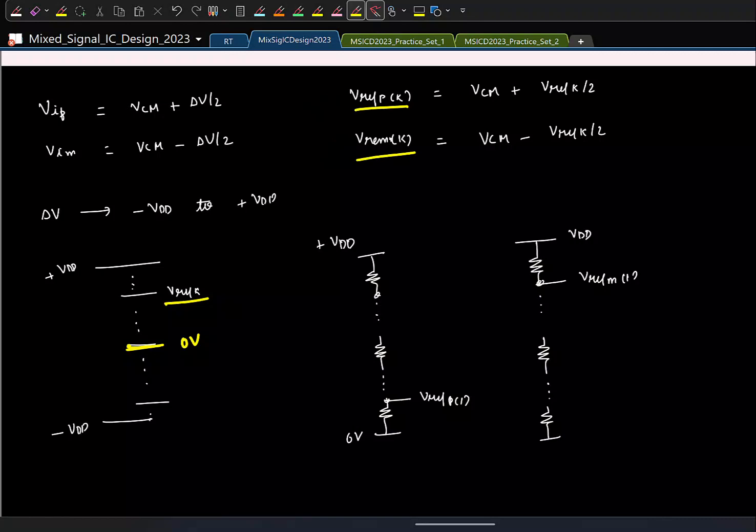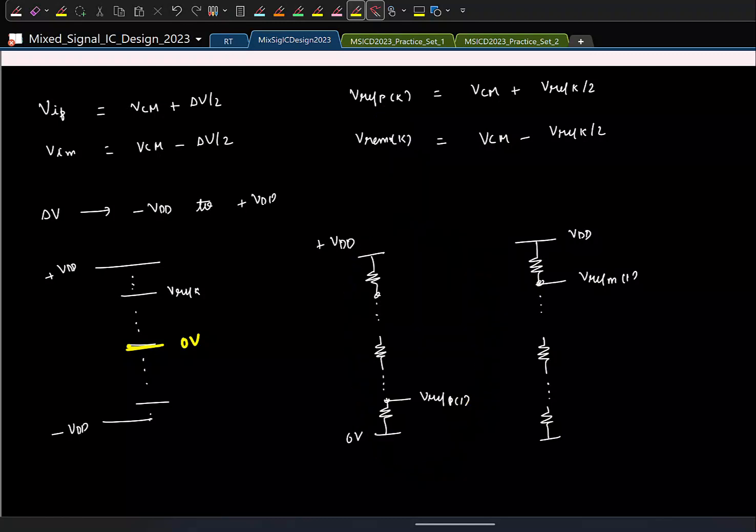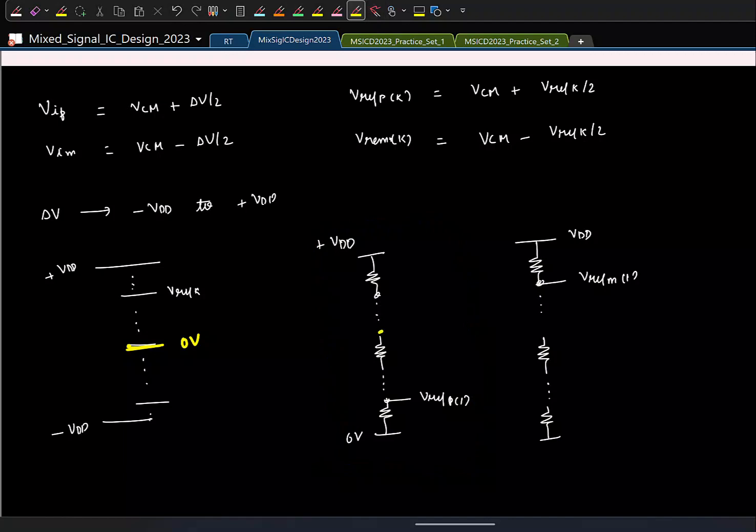VCM. If VCM is the middle of the supply, VCM is VDD by 2. In this resistive ladder, where will I tap the output to get VDD by 2? The middle. So if I tap at the middle, I will get the differential reference of 0. If I had to get the first positive reference here, I will have to go up here in the positive ladder, go down here in the negative ladder, and you go in a differential manner.